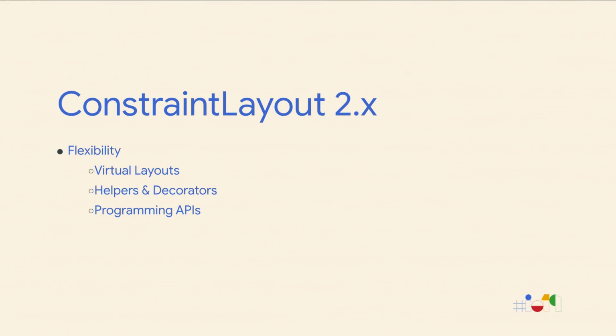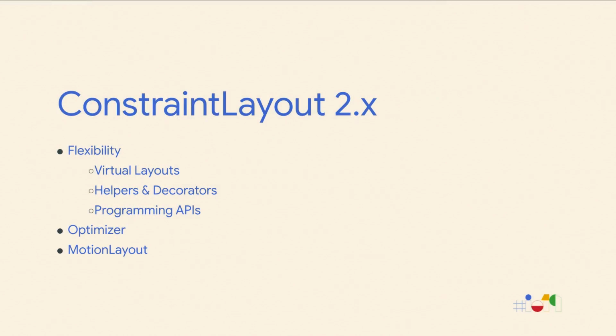One, we added the concept of virtual layouts, which are helpers that will do essentially a lot of the groundwork for you, so you don't have to manually set the constraints one by one. You could apply a set of constraints via these virtual layouts. We have helpers and decorators, and also we exposed a lot more of the internals of Constraint Layout for you. And that means that you can do, at runtime, a lot more in Constraint Layout 2. We also did a lot of work in optimization. And of course, a big highlight of Constraint Layout 2 is MotionLayout.